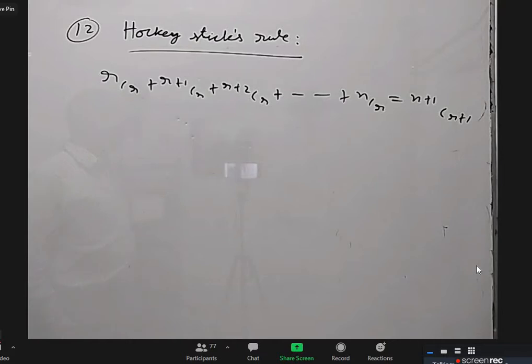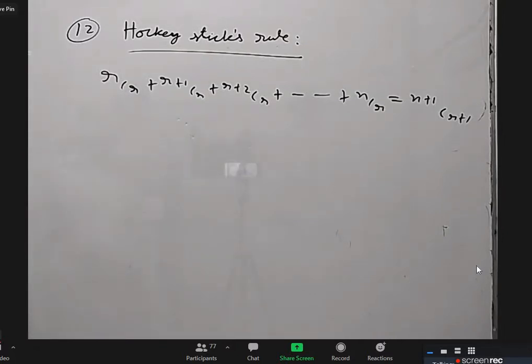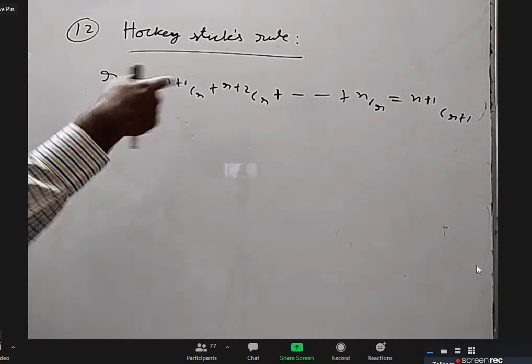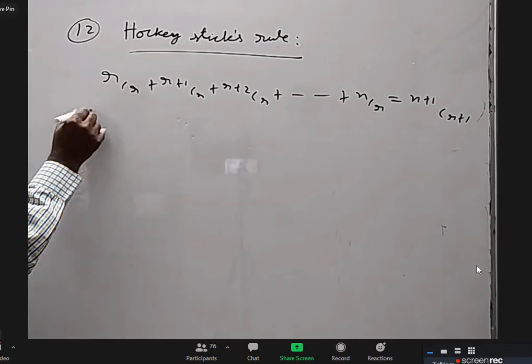Writing NCR as N plus 1 CR plus 1. No, writing RCR as R plus 1 CR plus 1 plus R plus 1 CR. The first element you write and then repeatedly use the same formula, it comes. Okay. But I'll tell you why it is Hockey stick rule. Maybe in the next one I'll tell you.